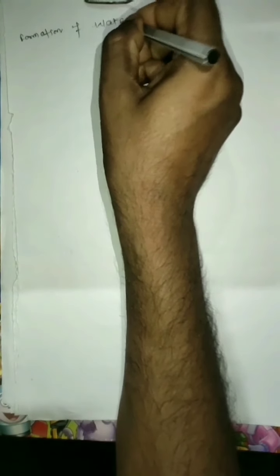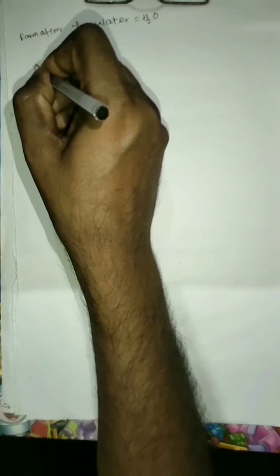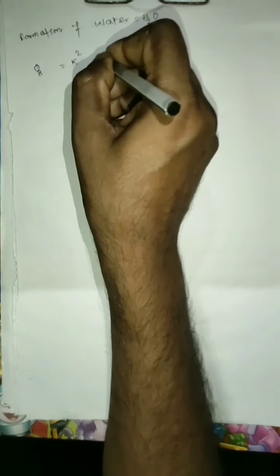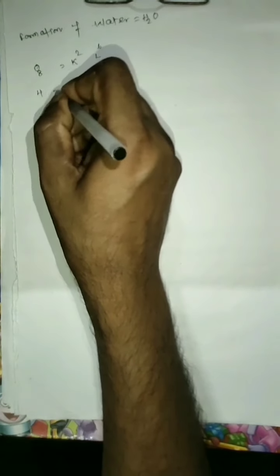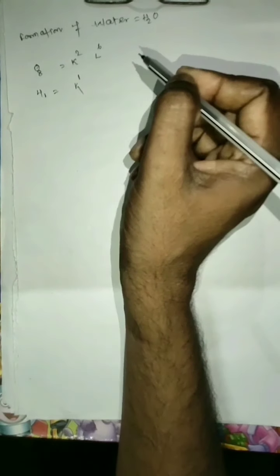Water means H2O. In oxygen, how many electrons? Oxygen has 8 electrons. The K shell contains 2, the L shell contains 6 electrons. In hydrogen, there is 1 electron, so the K shell contains 1 electron.